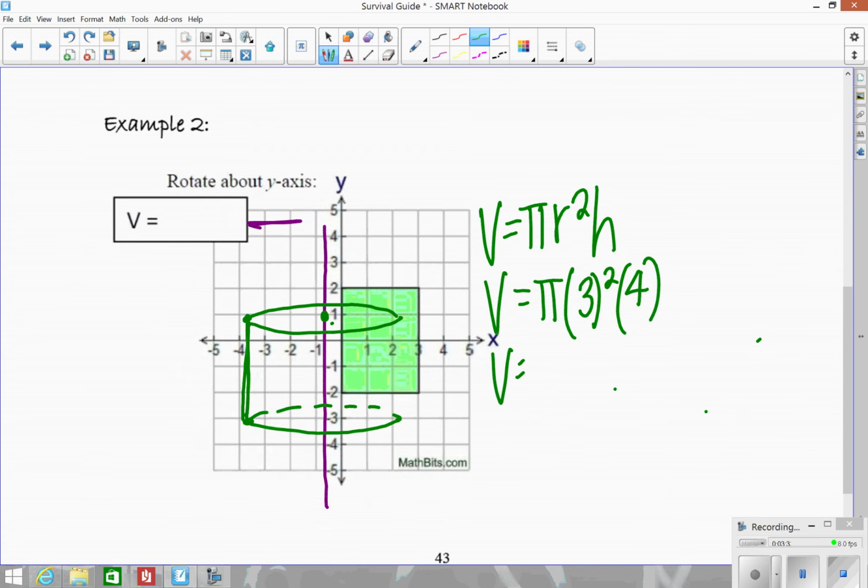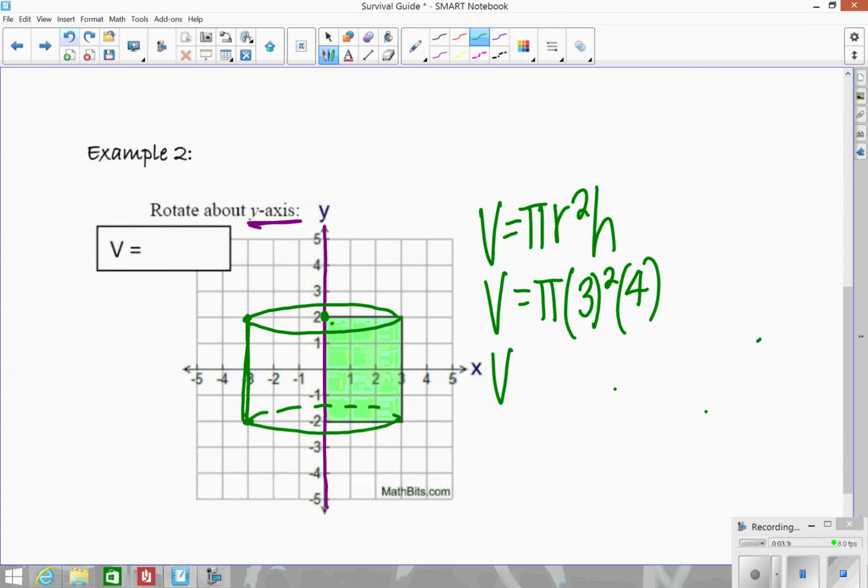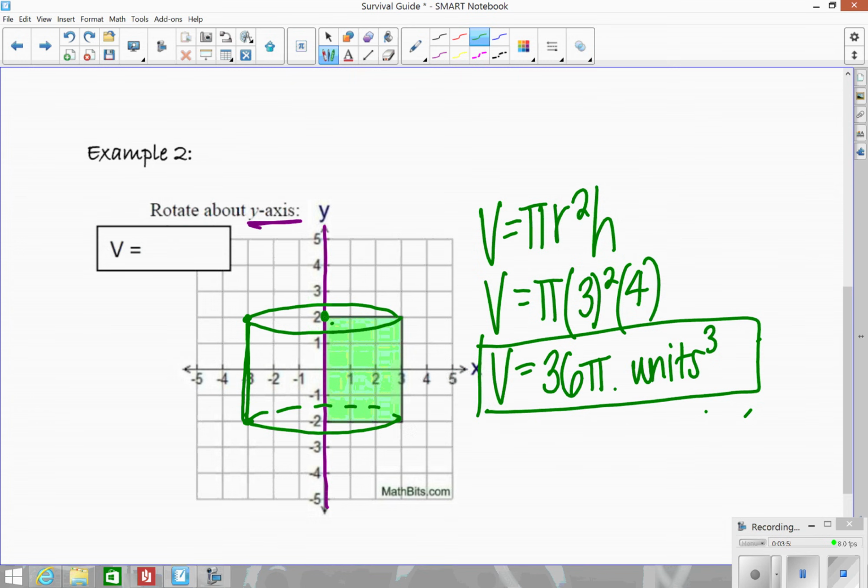And then I'm going to go ahead and leave this in terms of pi. You could enter it in your calculator. There's no rounding direction, so I'm just going to leave it in terms of pi. So that means I'm going to do 3 squared times 4, and I'm going to get 36, and then I'm just going to keep pi. Units on this are just going to be units cubed because I don't have an actual unit. If you want to round it as a decimal, you can, but there's no direction, so I'll just leave it. So I'm just going to write the answer over here, 36 pi units cubed.